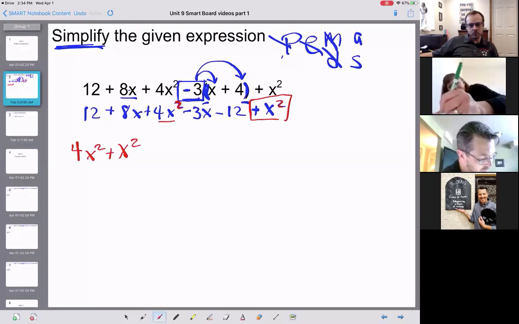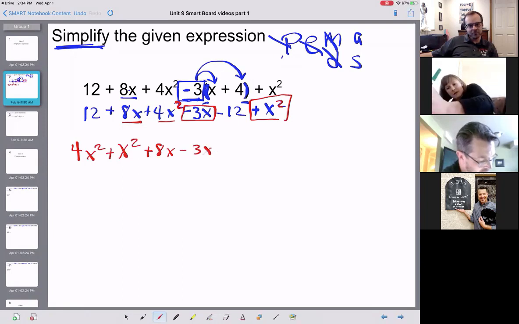Next up, we're going to take the 8x. It has a variable, but it has no exponent. It is not like our x squared and our 4x squared, but it is like our minus 3x. So that's the one that will come next. And then last, mathematicians like to put the constants. So we'll have our 12 and our minus 12.